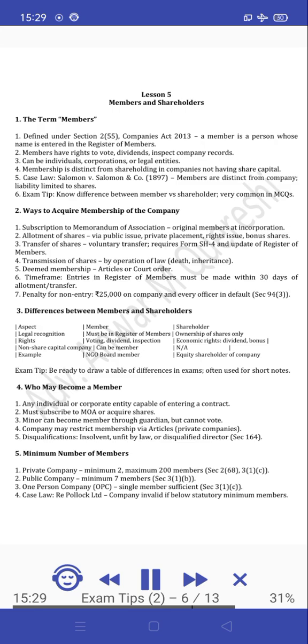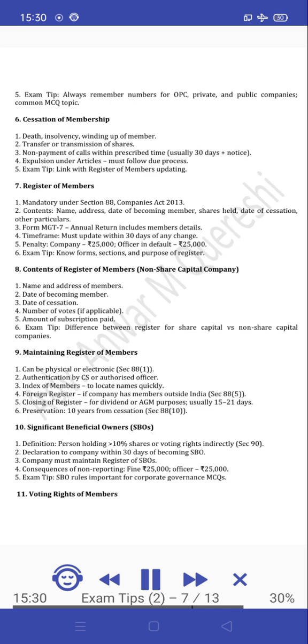5. Minimum number of members. 1. Private company: minimum 2, maximum 200 members, Sec 268, 31C. 2. Public company: minimum 7 members, Sec 31B. 3. One-person company, OPC: single member sufficient, Sec 31C. 4. Case law: Reed Pollock Limited. Company invalid if below statutory minimum members. 5. Exam tip: Always remember numbers for OPC, private, and public companies. Common MCQ topic.